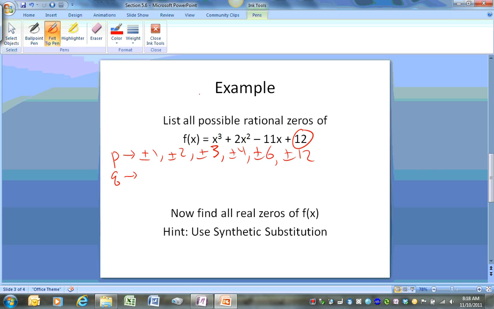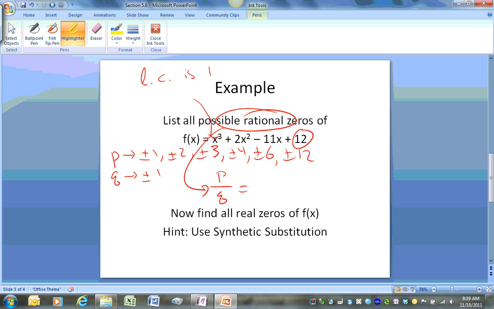Now q is all the factors of your leading coefficient. In this case, the leading coefficient is 1 because you don't see a number there. So that's just plus or minus 1. So when you want to list all the possible rational zeros, which is of the form p over q, all the possible rational zeros will be right over here. It's basically going to be all these numbers divided by this, and anything divided by 1 is itself. So it's going to be plus or minus 1, plus or minus 2, plus or minus 3, plus or minus 4, plus or minus 6, plus or minus 12, divided by plus or minus 1.